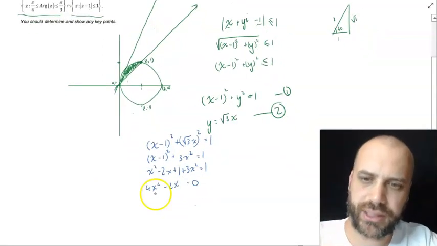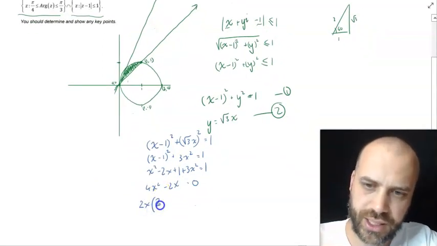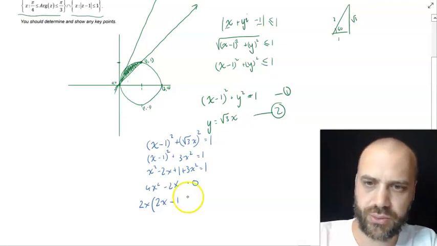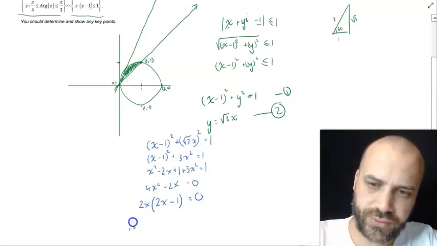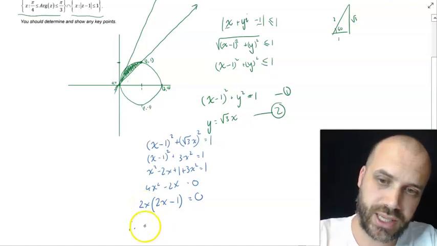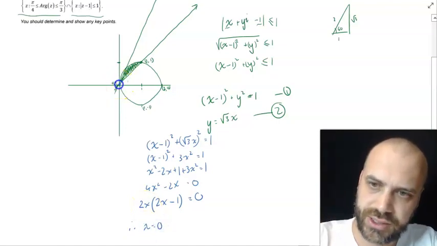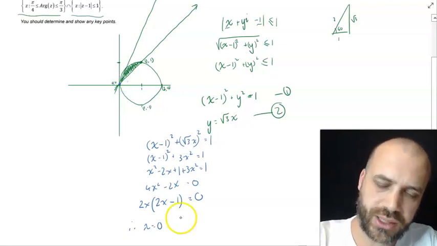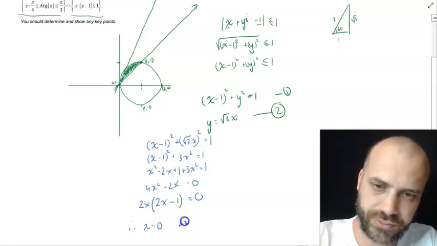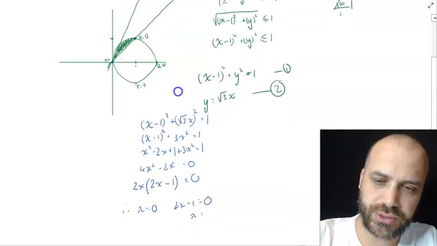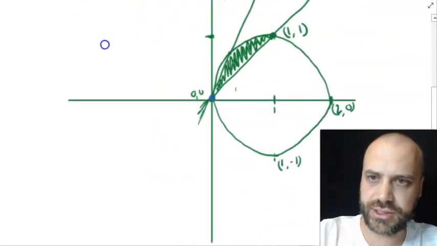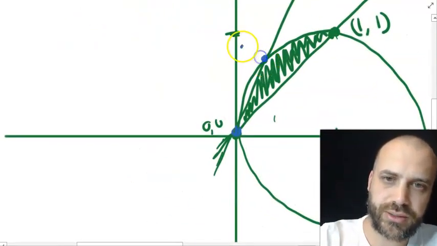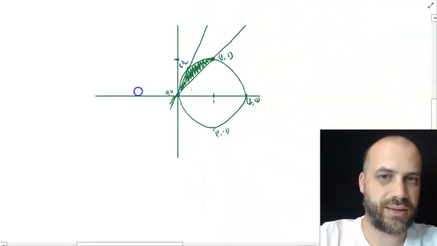Okay, so this comes out pretty neatly because we've got a common factor here of 2x. And then 2x(2x - 1), I think that's right, equals 0. So that means either 2x = 0, which means that x = 0, and we expect that because that's our intersection point right there, or 2x - 1 = 0, which means that x = 1/2. Okay, fantastic. So coming back here, we know that this point is 1/2 something.